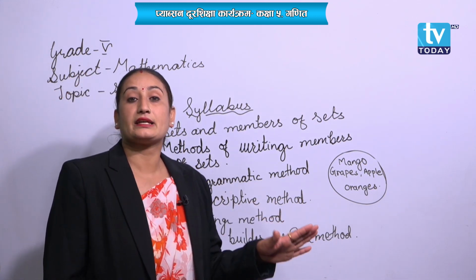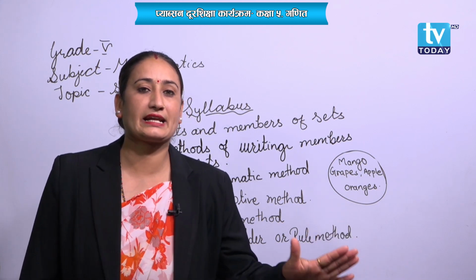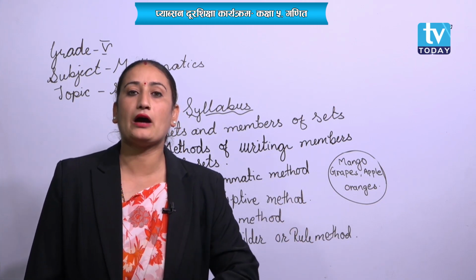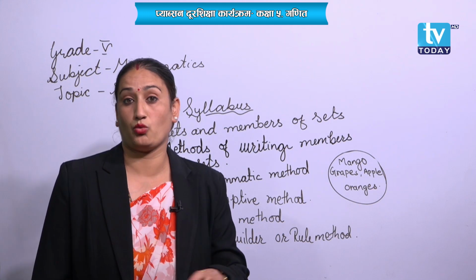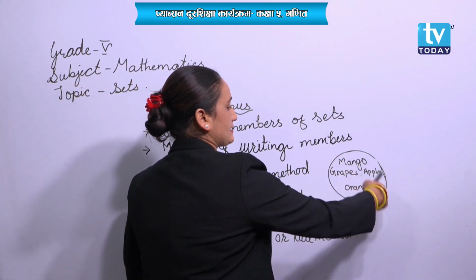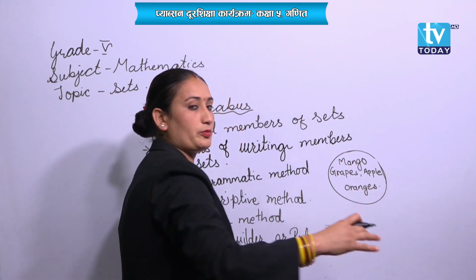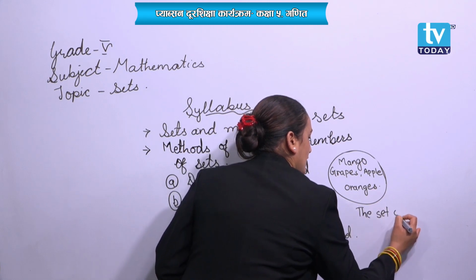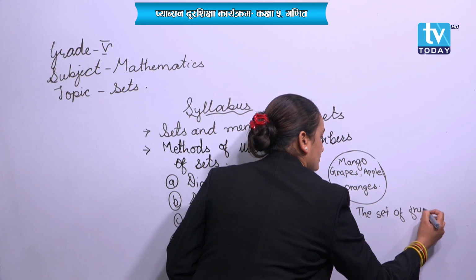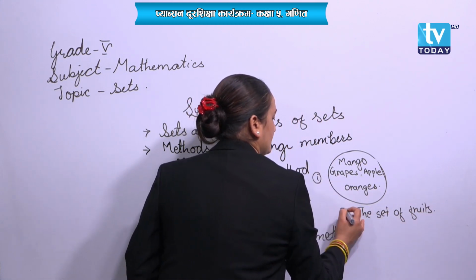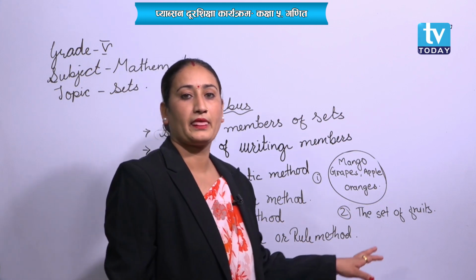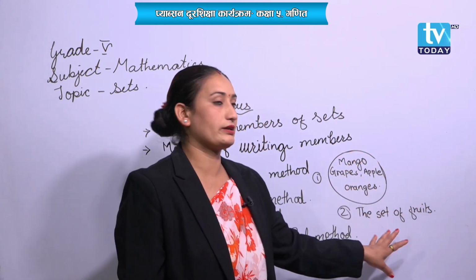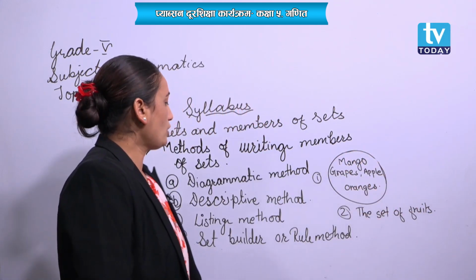Okay, now after this diagrammatic method, we have a descriptive method. Descriptive method means the sets which we need to describe in our words. To write the sets in words. How to write that set in words? Let's have a look. This is the set. It's a group, right? To write this group in the form of words, let's write the set of fruits. This is known as the descriptive method. The set of fruits. This is the fruit, so it's a set of fruits. Done? Okay, my dear students.